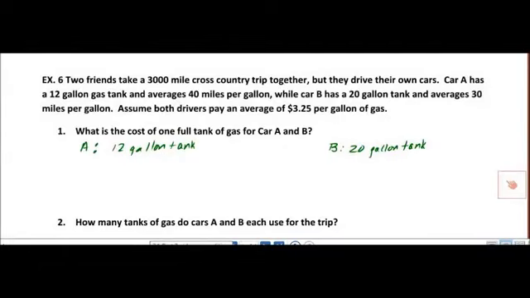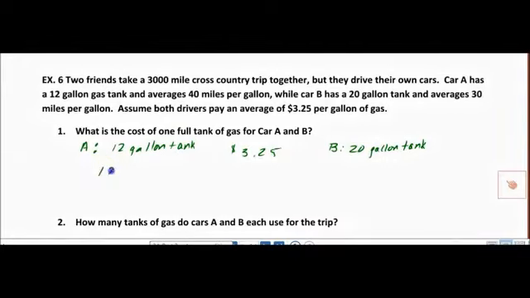The first question we want to answer is, what is the cost of one full tank of gas for car A and B? So the information that I need from the above statement is the amount of gallons each tank will hold: car A will hold 12 gallons, car B will hold 20 gallons, and it says that we're averaging a price of $3.25 per gallon. So the question is, how much will it cost to fill each tank?